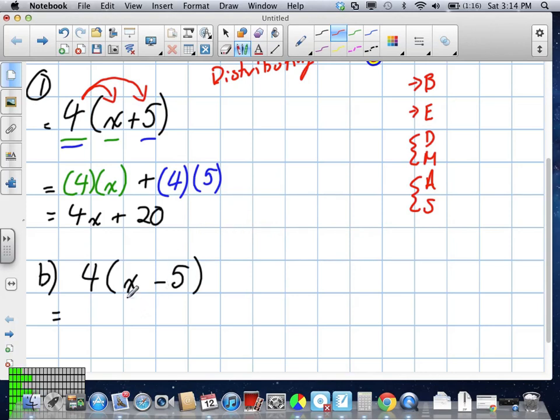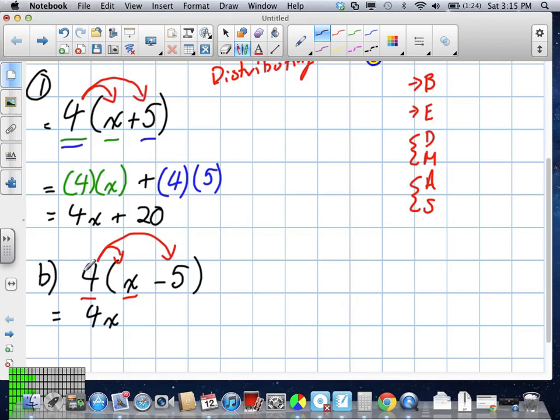I know there are brackets, there are no exponents, and I have to multiply. So it'd be 4x. Yeah, 4 times x gives us 4x. And what else does 4 have to be multiplied by? 5, right? Now, it's important that you recognize that this is actually considered a negative 5. So, instead of doing that middle step, what is 4 times x? 4x. Good, you have that.